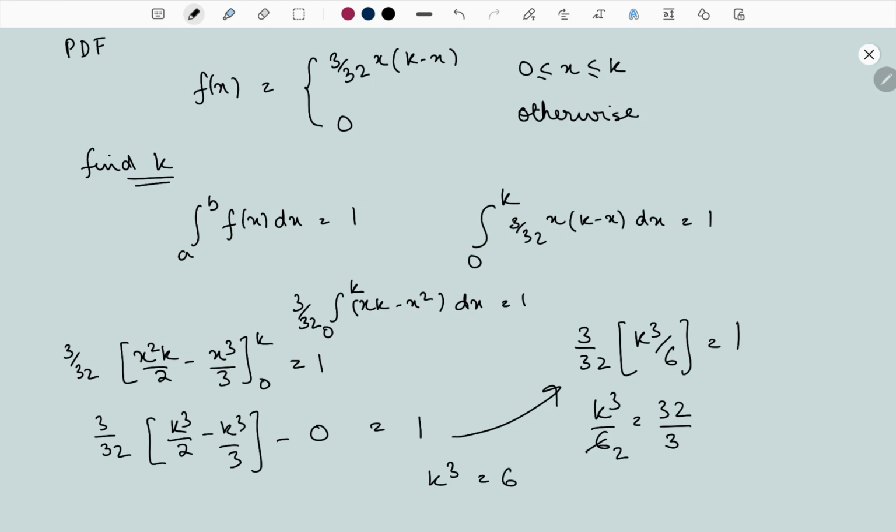So k cube equals 64, k equals 4, as the cube root of 64 is 4. So here k equals 4.